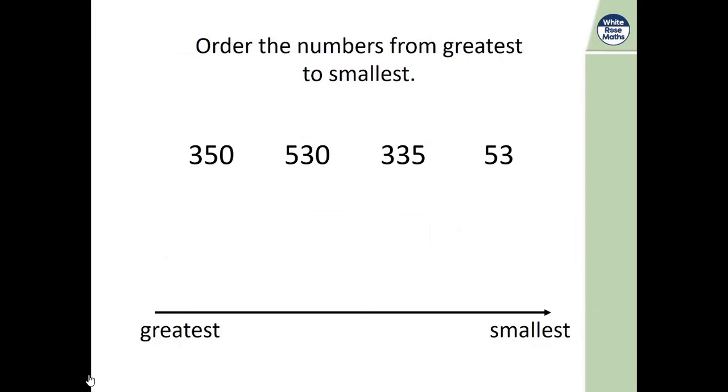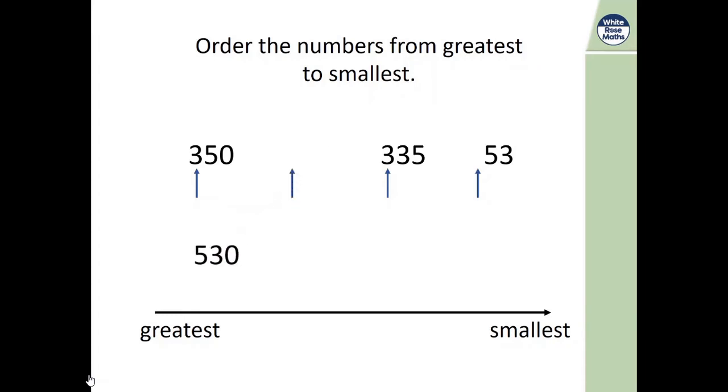Let's look at another example. This time we need to order the numbers from greatest to smallest. As always, we'll start by comparing the hundreds. I can see that one of the numbers has 5 hundreds, one has no hundreds at all, and two of the numbers have 3 hundreds. Can you see which is the greatest number?